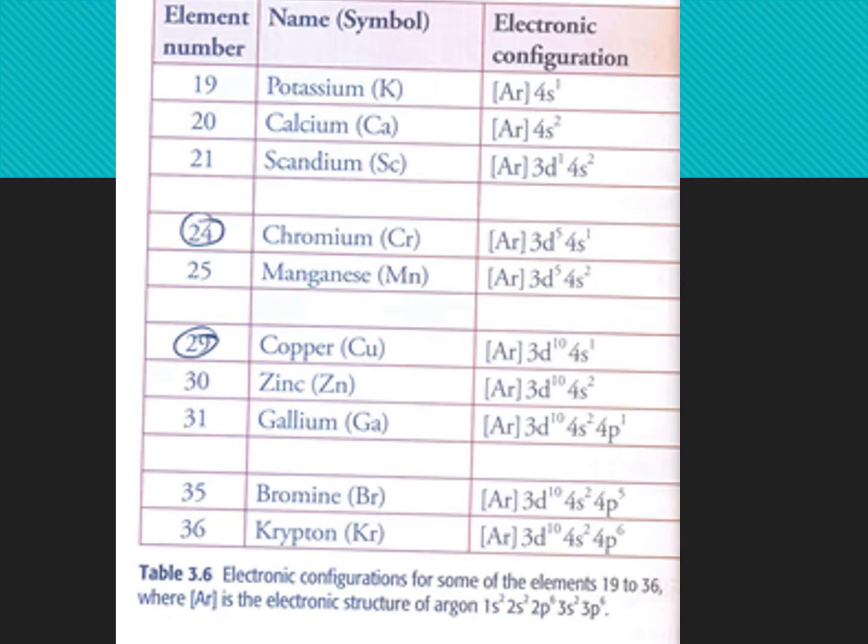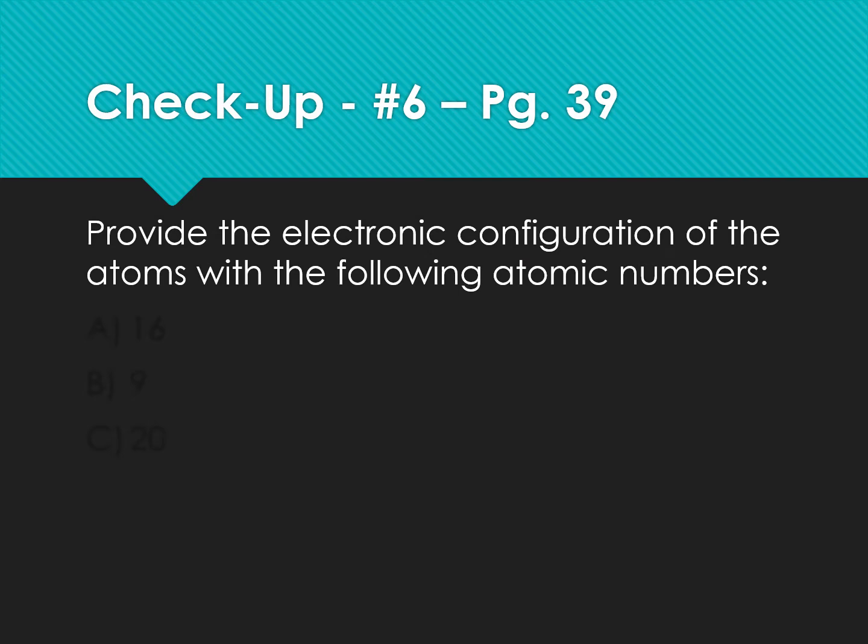There are some anomalies that haven't really been totally 100% proven, but chromium and copper are 2 of them. Chromium will go into the d before the 4s is filled. Same thing with copper. The 3d gets filled before the 4s gets filled, even though the 4s should have a full orbital compared to d.